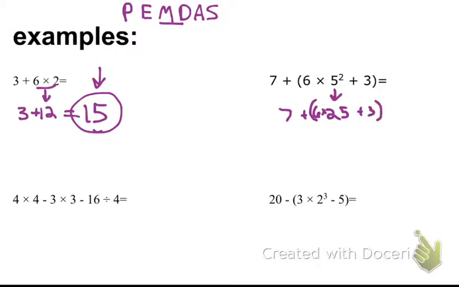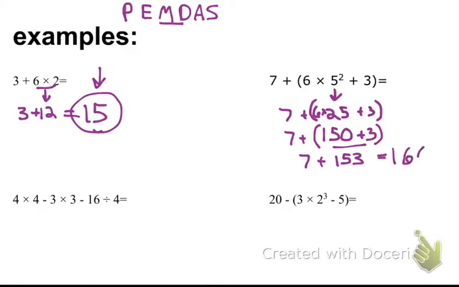And now I have 7 plus 6 times 25 plus 3. Well, I need to do the 6 times 25. Now 6 times 25 gives me, well, 4 times 25 will give me 100. I get 150 plus 3. And this becomes 153. And I'm left with the 7 plus 153, which gives me 160 as an answer.